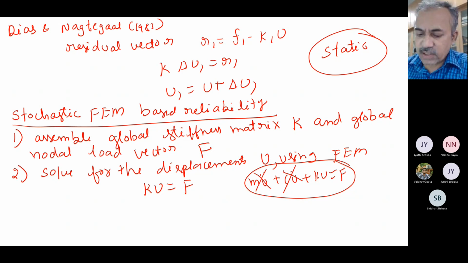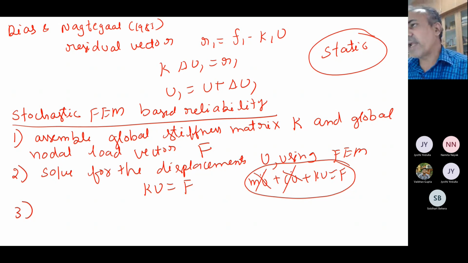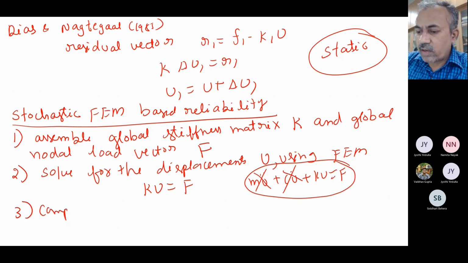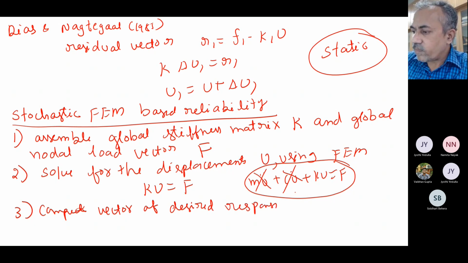Okay, so this is the first step: Ku is equal to F itself. But as I already told you, sometimes we write performance functions in terms of displacements, and sometimes in terms of stresses and strains also. Like stresses should not exceed this, or strain should not exceed this. So you have to find out the vector of desired response quantities, stresses or whatever.